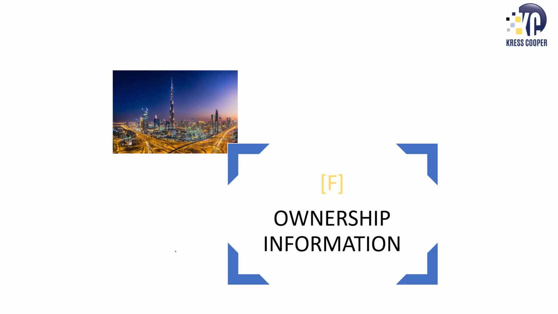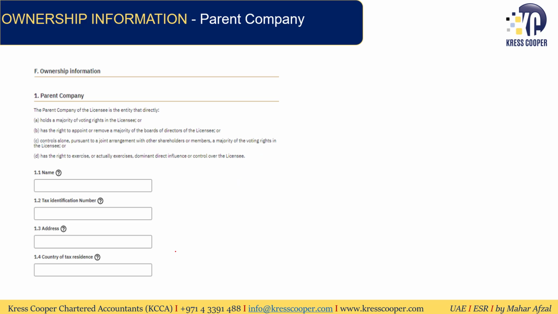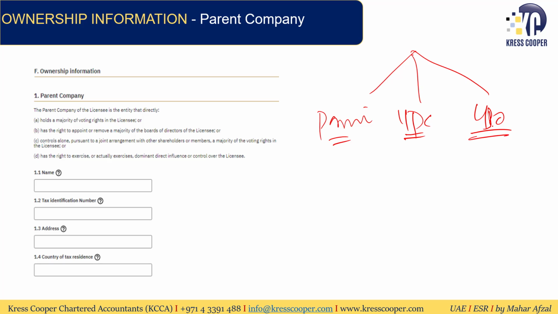Then we need to provide the ownership information as well. It has been covered in section F of the respective notification. In the ownership information, they are asking for information about the parent company, then the ultimate parent company, then the ultimate beneficial owner. All three different categories fall under the ownership information.